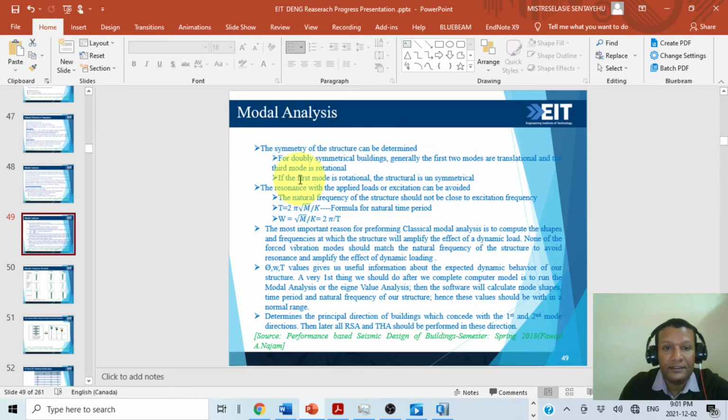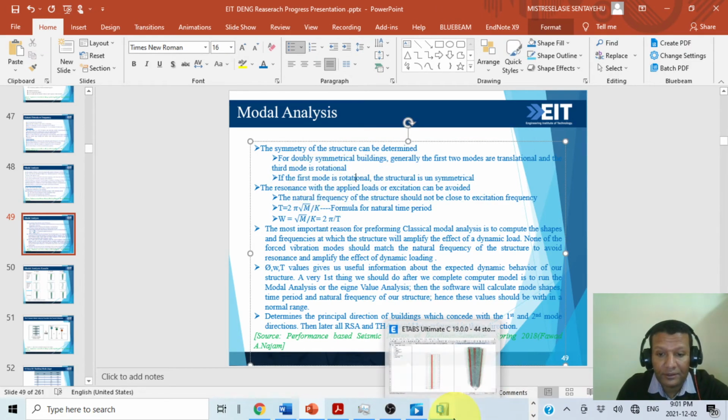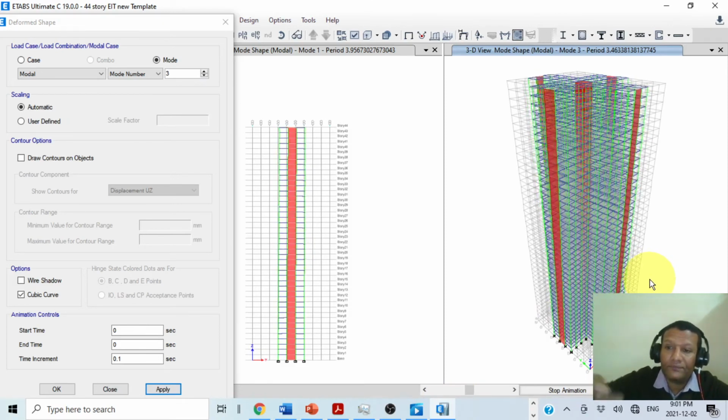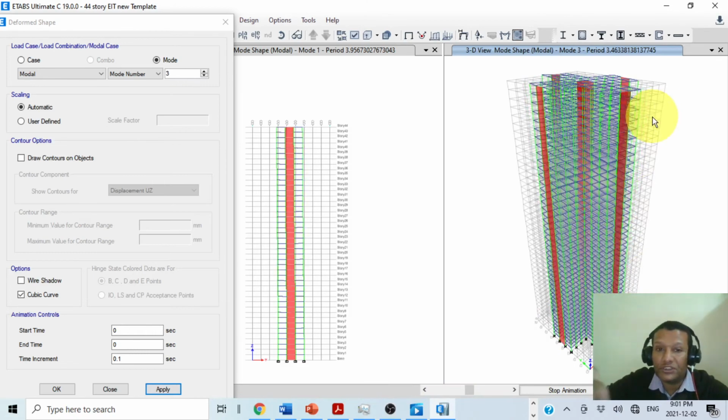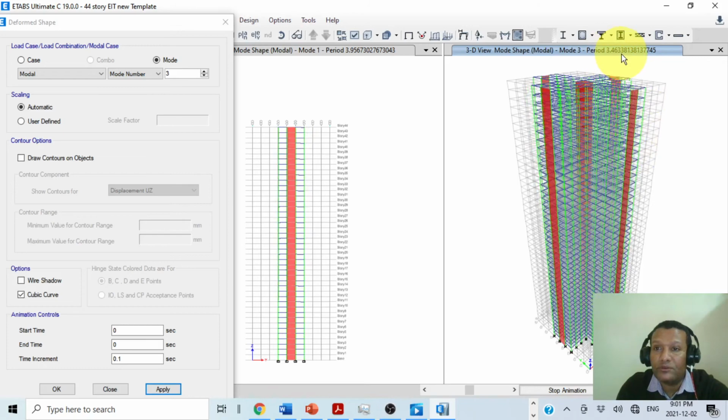Through modal analysis, the symmetry of the structure can be determined. For doubly symmetric buildings, generally the first two modes are translational and the third mode is rotational. If the first mode is rotational, the structure is unsymmetrical. This is what I want to show. You see, this is the third one. This is rotational, and the period is 3.46333.